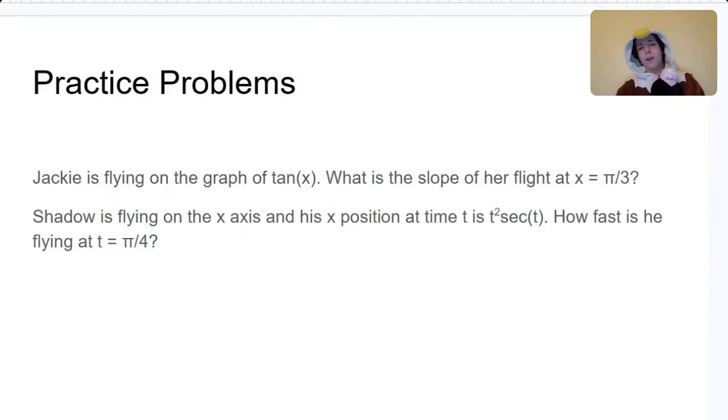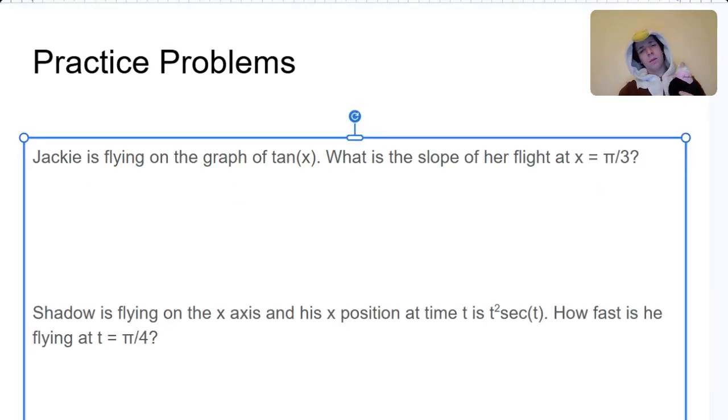So Jackie is flying on the graph of tangent x. What is the slope of her flight at x equals pi over 3? Well, first we're going to take the derivative. So we want j prime of x, as always. And if you remember, the derivative of tangent x is secant squared x.